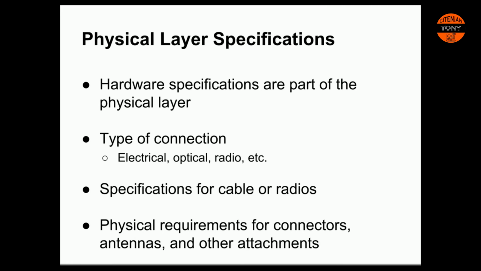for the connection. For example, with Ethernet, we're going to specify with the modern Ethernet system that we're going to use twisted pair cabling. With fiber optic, we're going to specify a type of fiber optic cable. With the wireless network, we're going to specify a particular type of radio. We also need to give physical requirements for the connectors, antennas, and any other attachments that are going to be used with these cables. So for example, with wired Ethernet, we have a standard 8-pin plug that we can utilize to attach different devices to the cable. If we didn't have standard attachments, it would actually be extremely difficult and relatively expensive to connect different devices together.